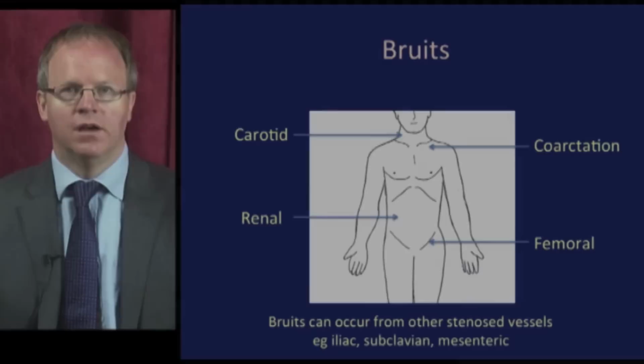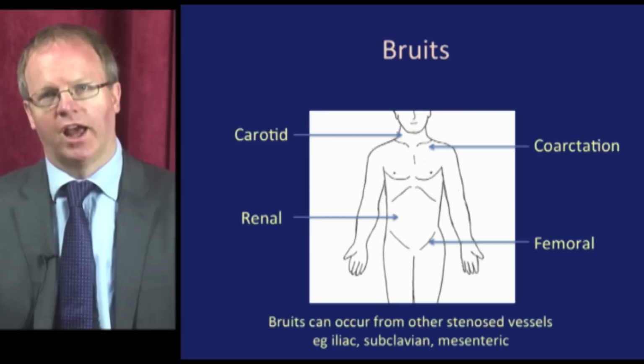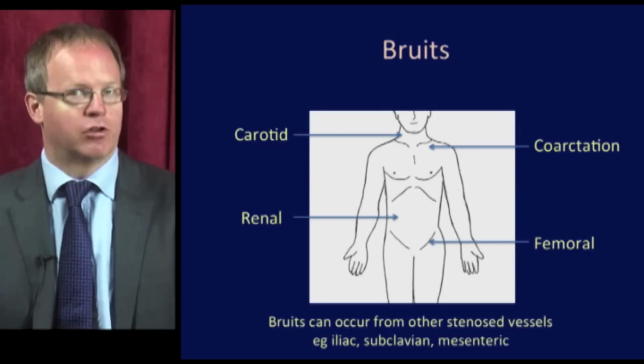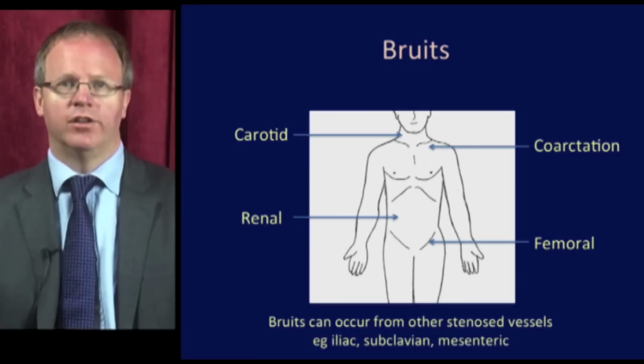A bruit is an audible turbulence within a vessel, usually due to stenosis, and can occur at any point within the body. In the cardiac assessment, the main areas to concentrate on are shown in this diagram, i.e. the carotids, the renals, and sometimes the femoral arteries. A similar sound is also heard in the context of coarctation of the aorta.